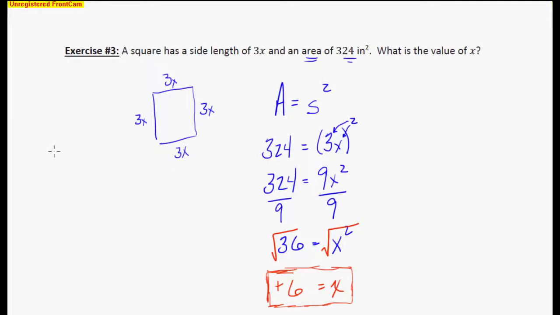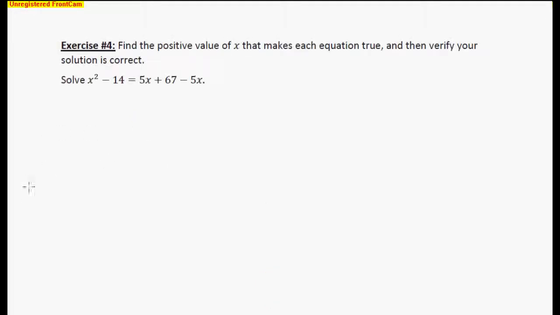Okay, so onward we go here. We've got a few more. Let's turn this one off and turn this one back on here. Find the positive value. Okay, so they want the positive value of x that makes each equation true. So let's take a look at this one.